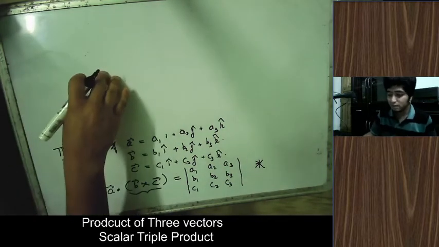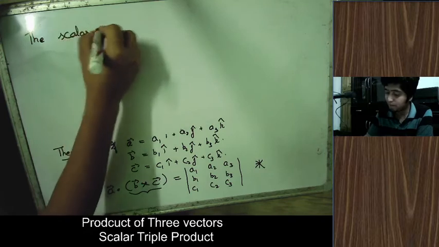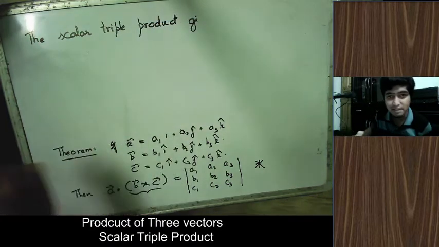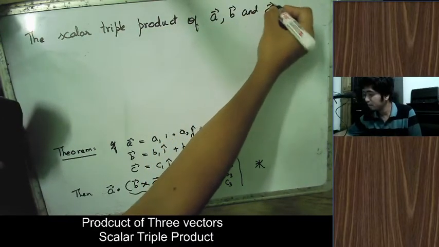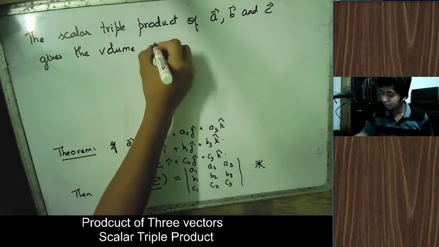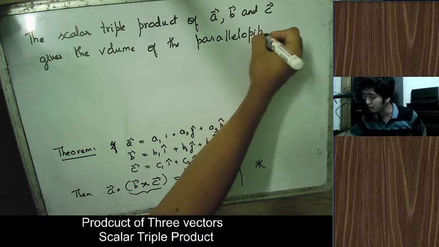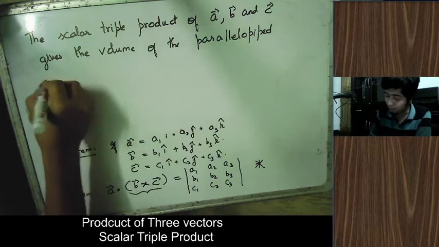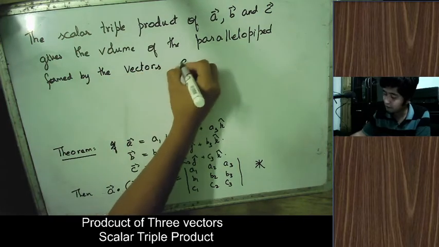What I will be doing now is this statement. The scalar triple product of A, B and C gives the volume of the parallelepiped. This is pronounced parallelepiped. It gives the volume of the parallelepiped formed by the vectors A, B and C.